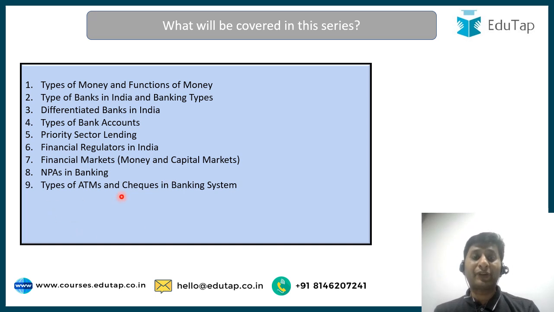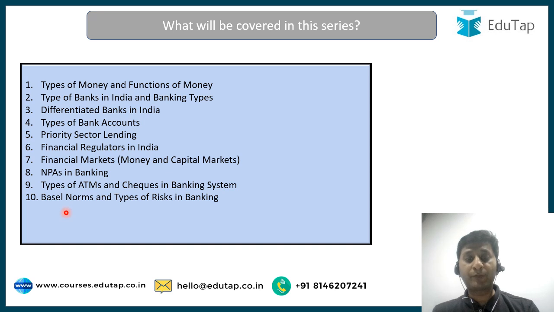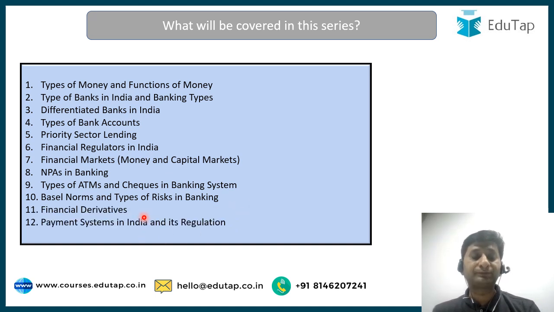Types of ATMs and cheques in the banking system, a very interesting topic. Basel norms and risk management is one of the topmost hot areas that is always in the news, so Basel norms and types of risks in banking would be discussed. Financial derivatives, payment systems in India and their regulation. So NPCI and all those things would be covered here, which is again very important.